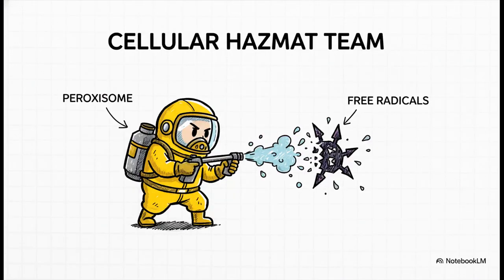Then you've got the city's hazmat team, the peroxisomes. Their job is way more specialized. They handle the really dangerous chemical byproducts of metabolism, stuff like hydrogen peroxide. They're the ones who swoop in and neutralize the toxic waste to keep the whole city safe.